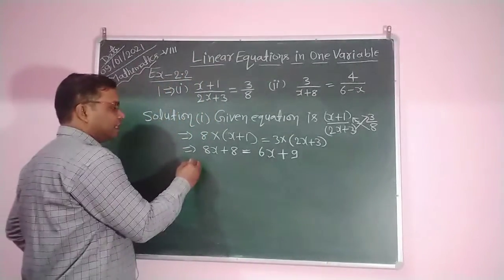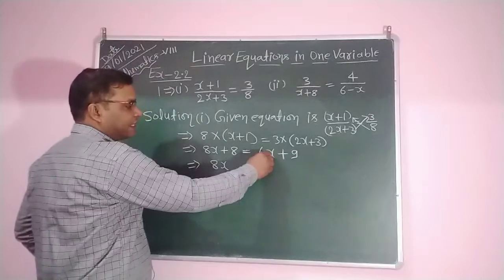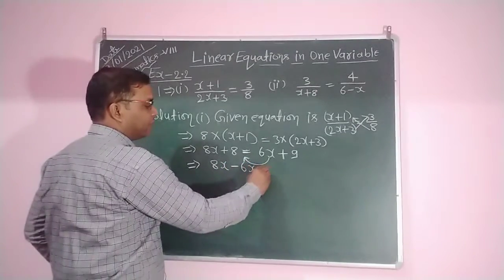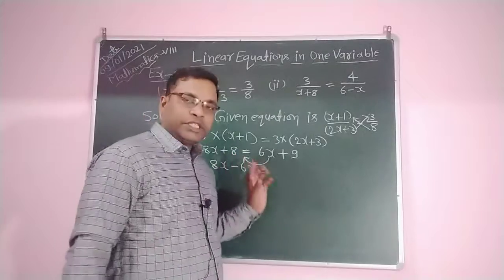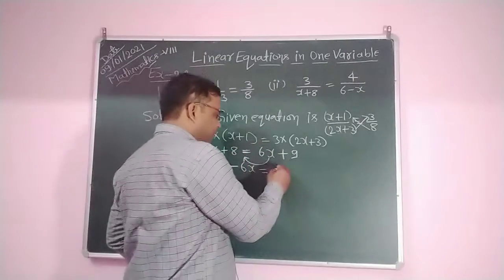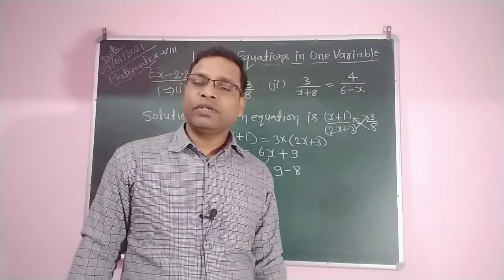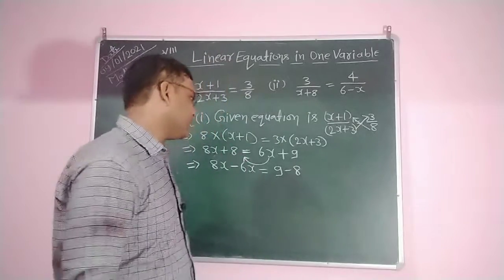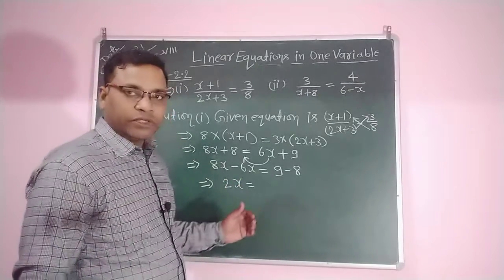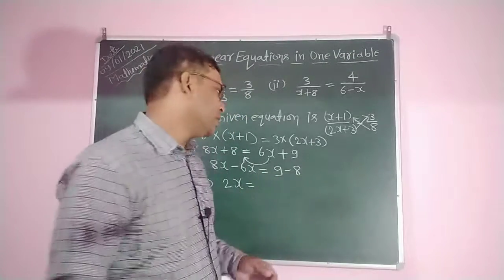Now, next step, you can see 8x. We are transposing this 6x to the left hand side, and it becomes minus 6x. Clear? Now again, when you transpose this 8 to the right hand side, it also becomes minus. But on the right hand side, 9 exists already. So here we write 9 minus 8. When you subtract 6 from 8, you get 2x. And on the right hand side you can see 9 minus 8. If you subtract 8 from 9, obviously you get 1, so here you write 1.